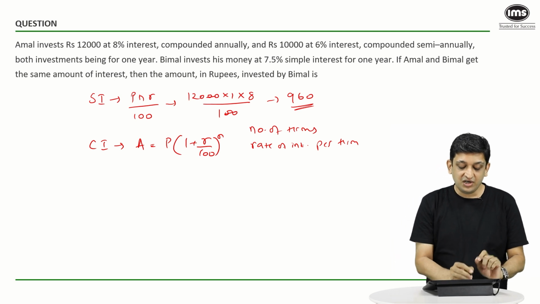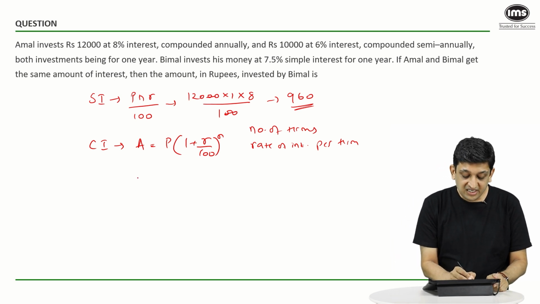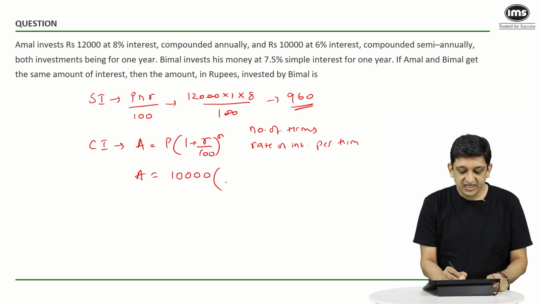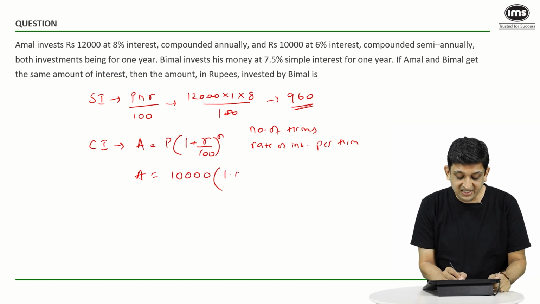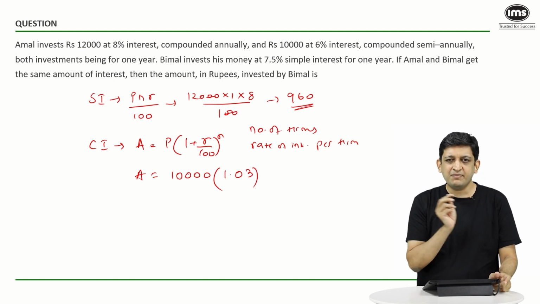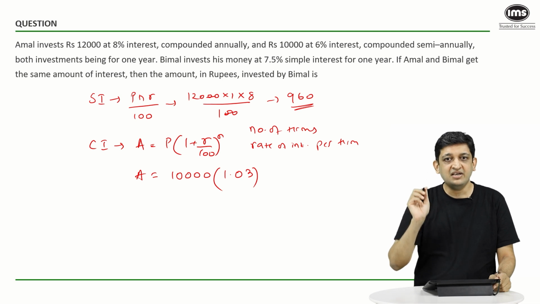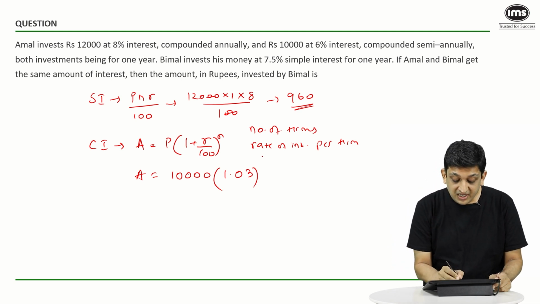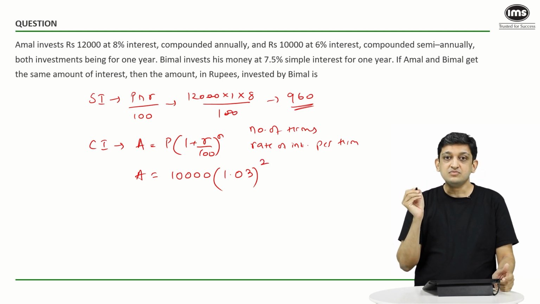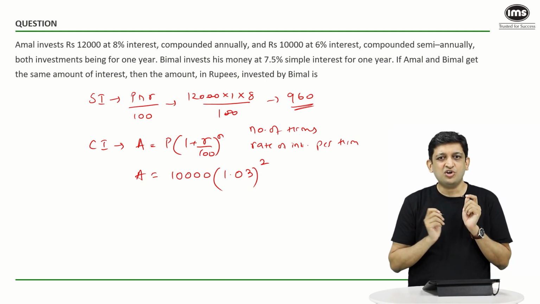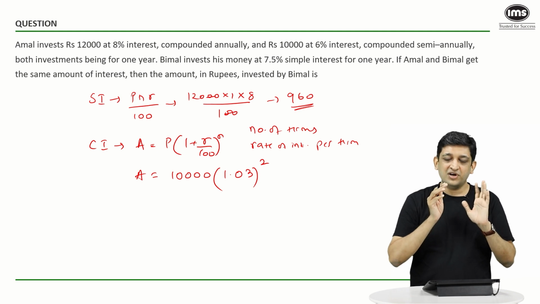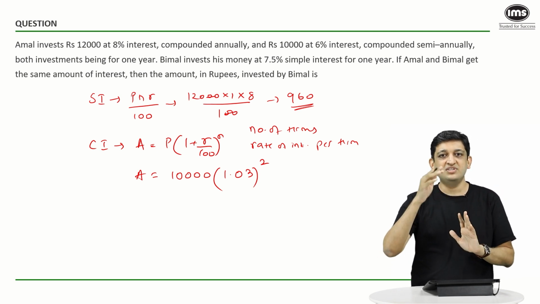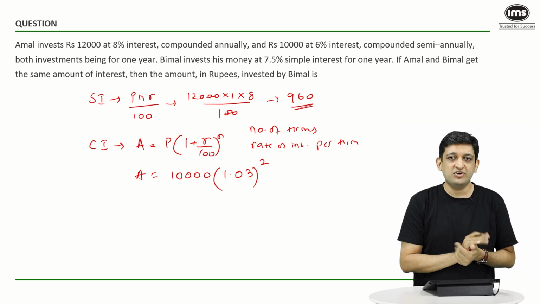So the amount that Amal is going to get is going to be the principal, that is 10,000 into 1 plus R by 100. R here is 3, remember it very nicely. So 1 plus 3 by 100 is 1.03, raised to 2 terms. Now 1.03 square: a lot of people will write 103 into 103. If you are good at math, then 103 into 3 is 309 and so on. It becomes very complicated and messy.